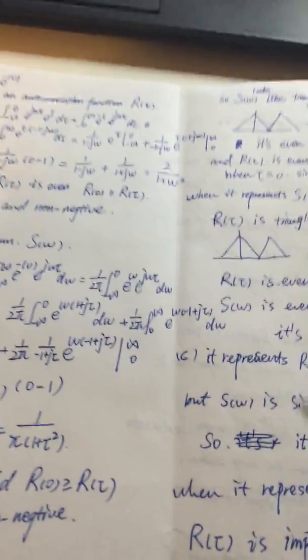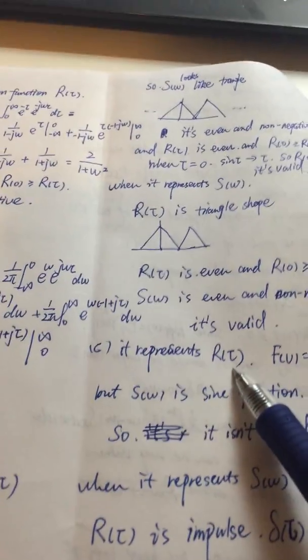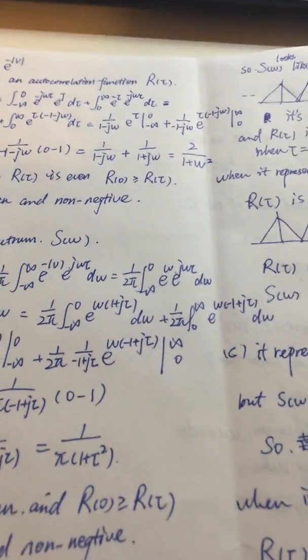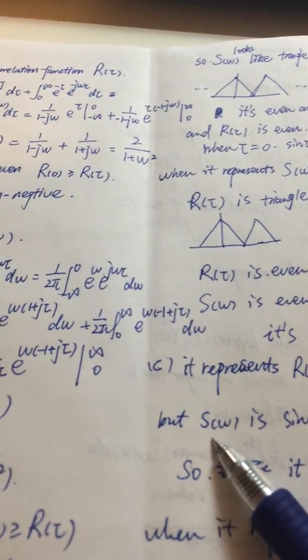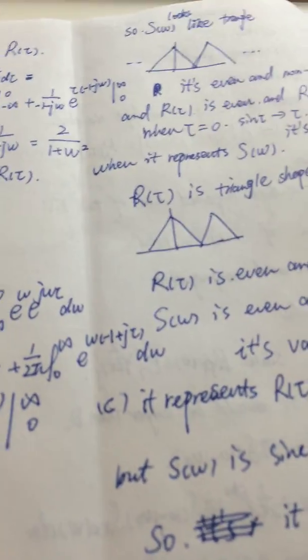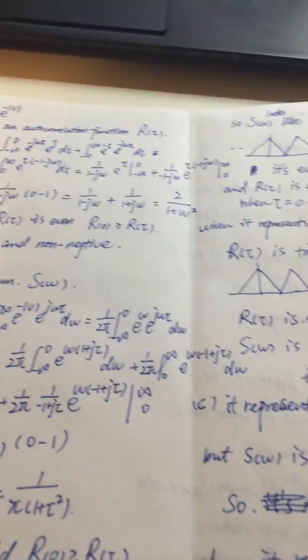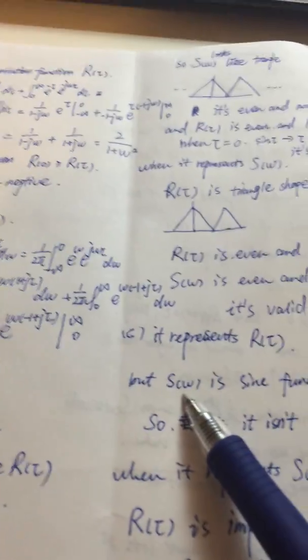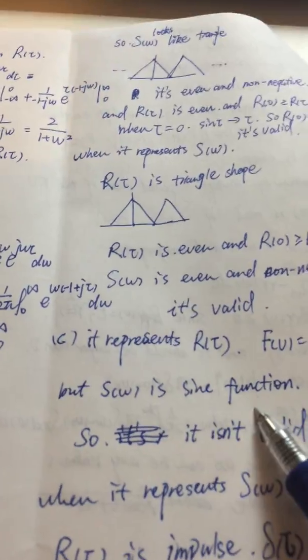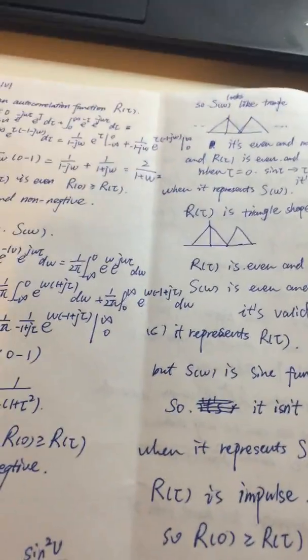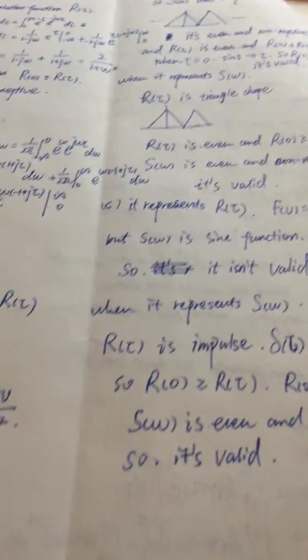Now, if we assume this represents R(tau), we look at the spectrum. Because we already know that if this is the autocorrelation function, after we find its Fourier transform, we will find a sinc function. That I already know. So the spectrum is a sinc function. It has negative values, so it is not valid, because the spectrum should not have any negative part.